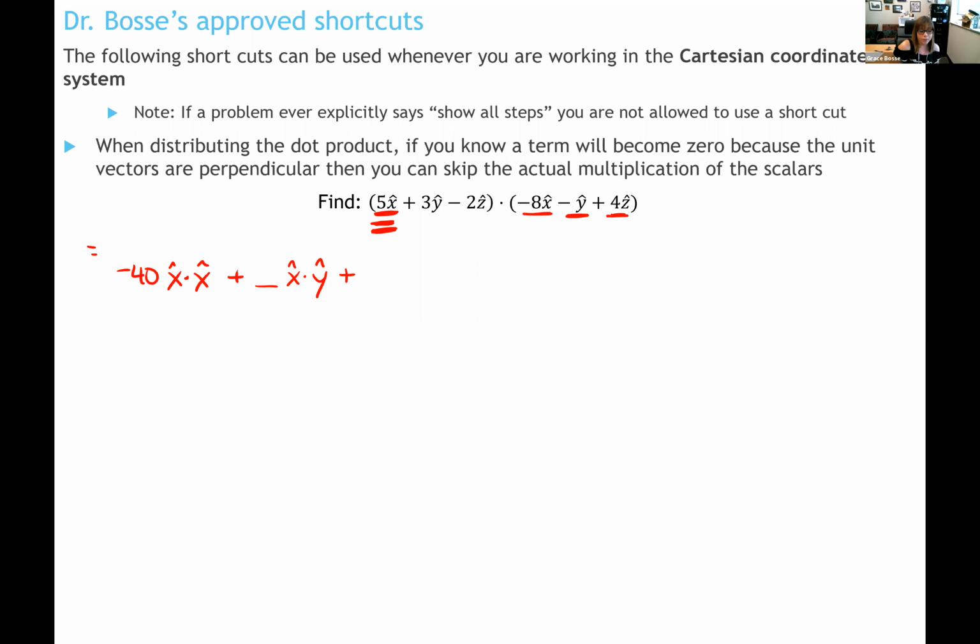Again, you can skip multiplying the scalars and just show me that you see that it's going to be x hat dotted with z hat. And you can keep on going, and you'll notice that only 3 terms are going to survive that involve dot products that are not perpendicular unit vectors. And so those are the only 3 that I'm going to actually multiply the scalars with.